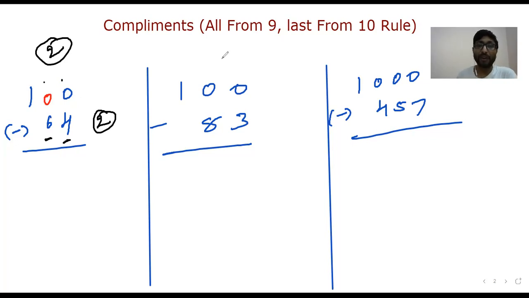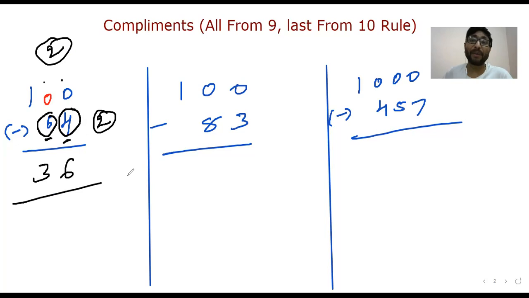You apply all from 9, last from 10. All from 9 means subtract every digit from 9: 9 minus 6 is 3. Last from 10 means the last digit should be subtracted from 10: 10 minus 4 is 6, the answer. All digits are subtracted from 9, and the last digit from 10. For 100 minus 83: 9 minus 8 is 1, 10 minus 3 is 7, the answer.